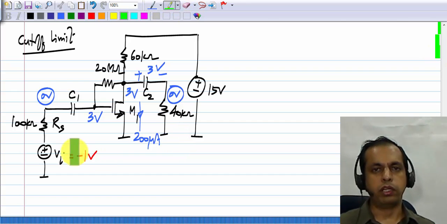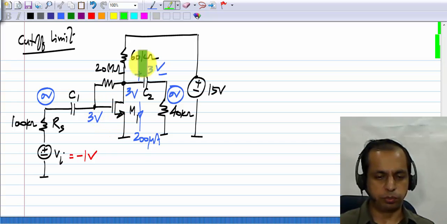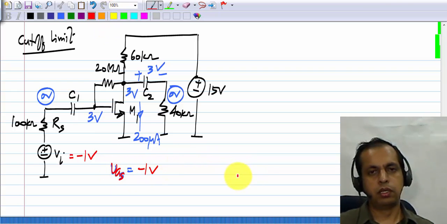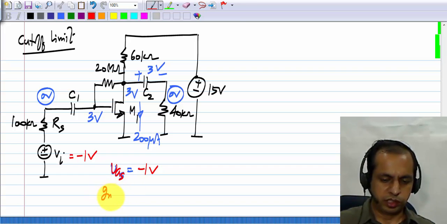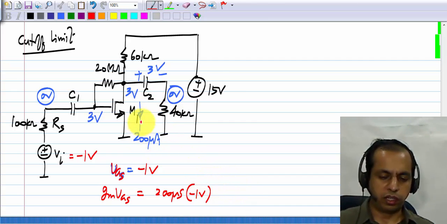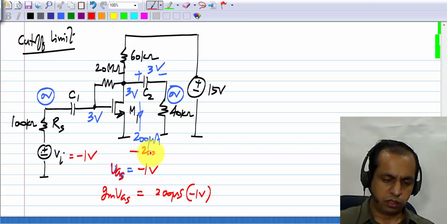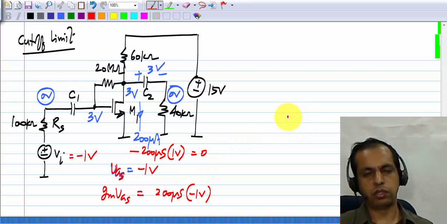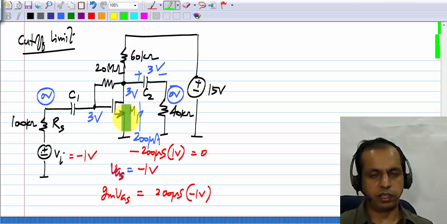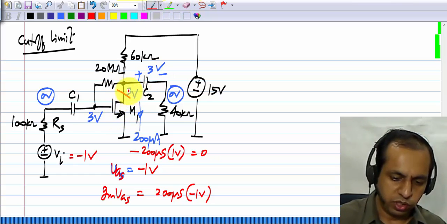Now when the input is minus 1, the incremental VGS is minus 1 volt. So the incremental current would be Gm times VGS, which is 200 microsiemens times minus 1 volt. So the total drain current is 200 microamperes minus 200 microsiemens times 1 volt, which of course is 0. So at cutoff, the transistor is cut off, its drain current is 0, and this is as good as an open circuit.